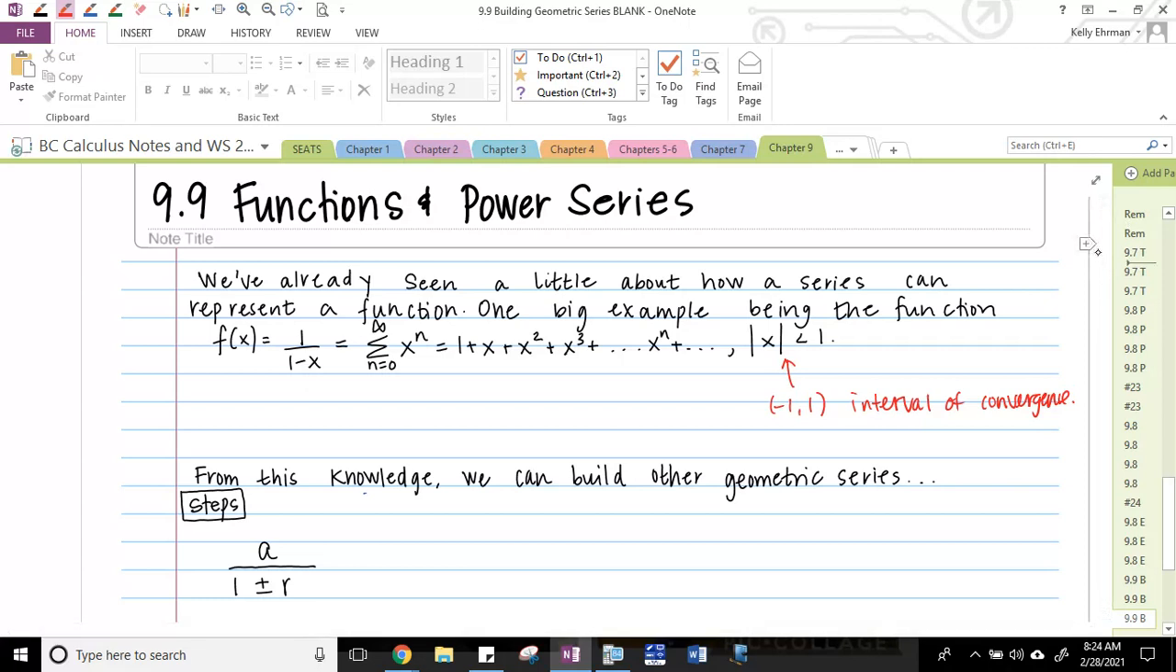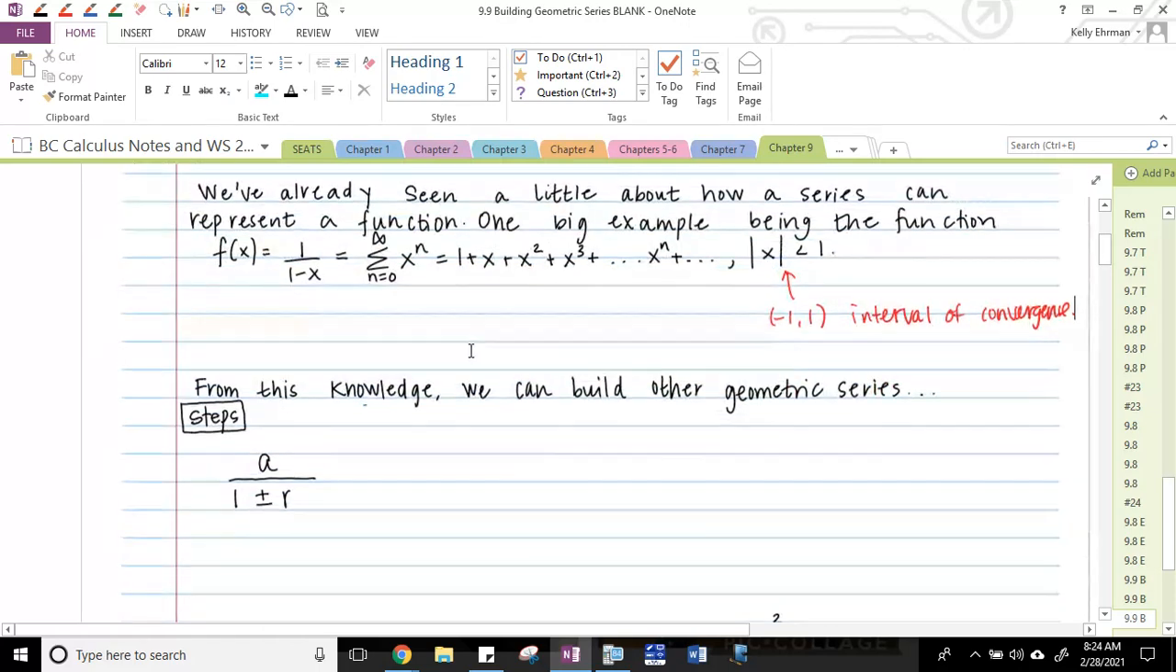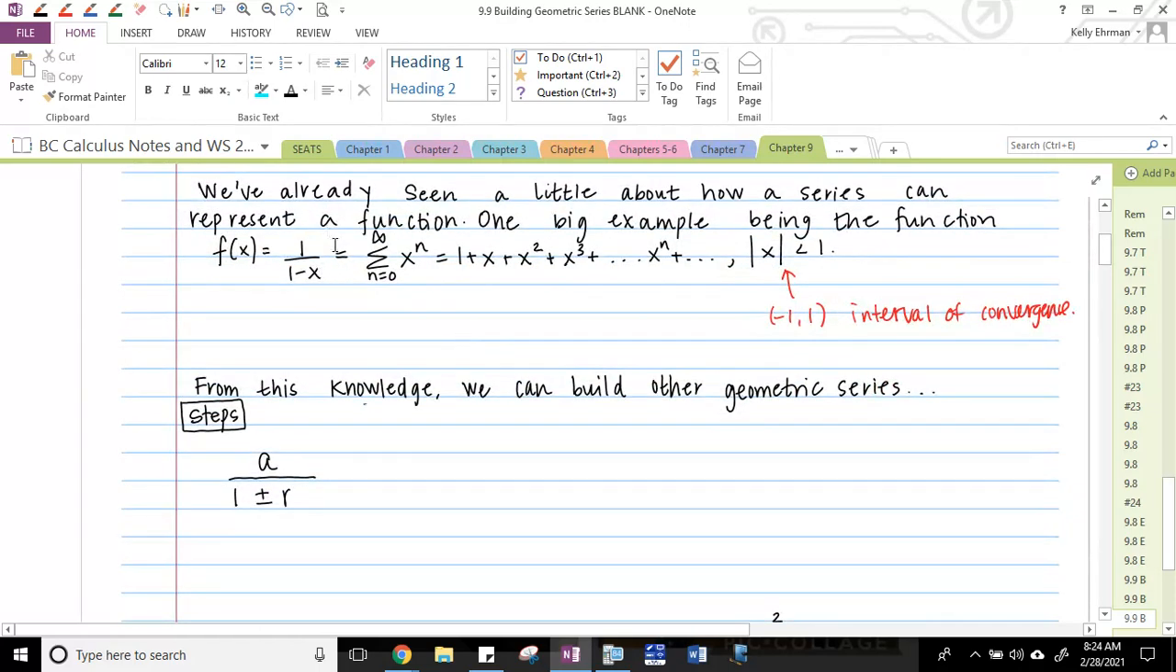Sine and cosine have all real numbers for their interval of convergence. So if you could put your infinite number of terms on, then that does mean that the power series will be exactly the same as the function itself.